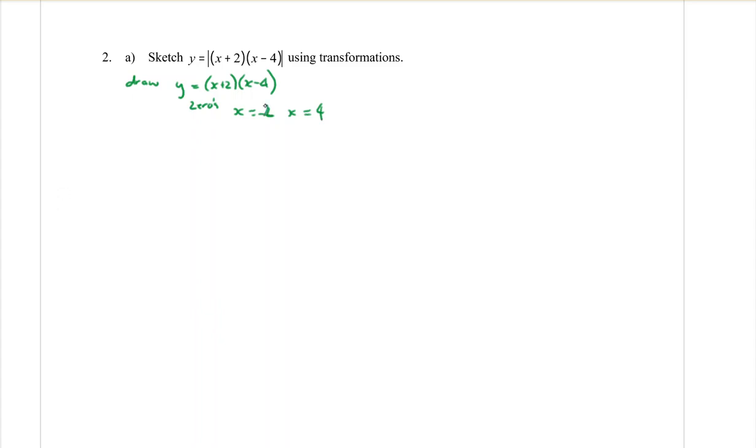To draw it a little bit more accurately, the turning point of that parabola is going to be directly in between the minus 2 and the 4, which is when x equals 1. So when x equals positive 1, I can find the y value by subbing that back into my equation. y will equal (1 plus 2)(1 minus 4), and we will get negative 9. That's without the absolute value. So I'm going to do a little sketch of that.